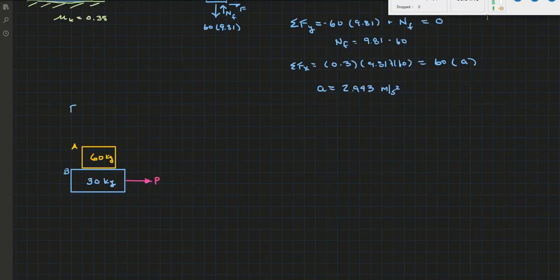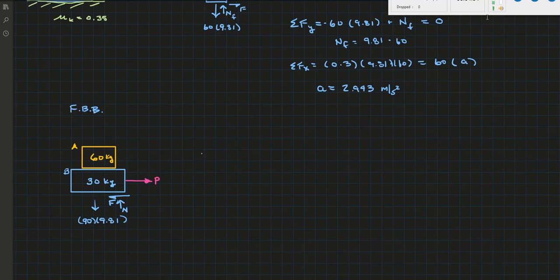Drawing the free body diagram for the combined problem now. We have a weight of 90 kilograms times 9.81, that's 30 plus 60. We're going to have friction here holding us back, and a normal force. Again, the normal force here is equal to our weight, so we can dispense with summation of forces in the y this time.